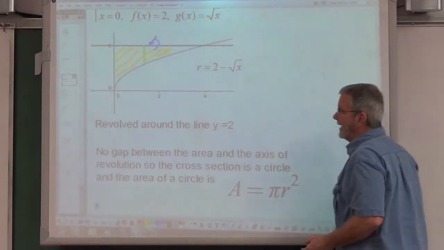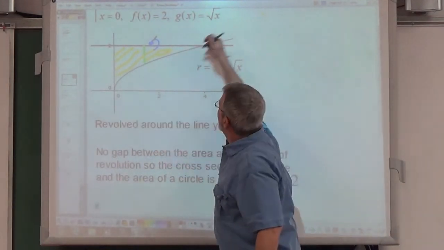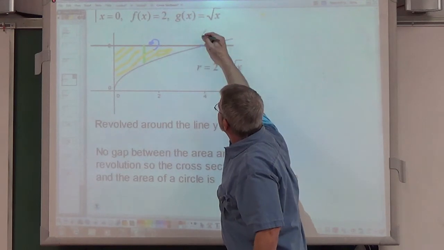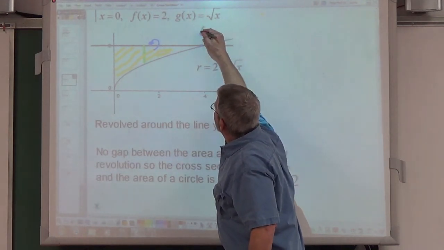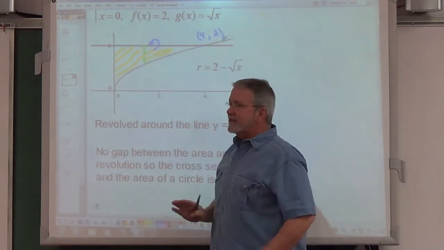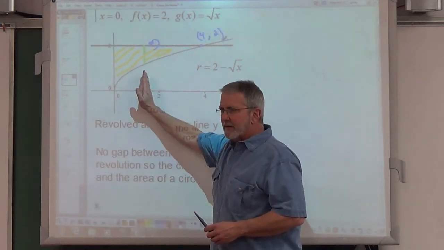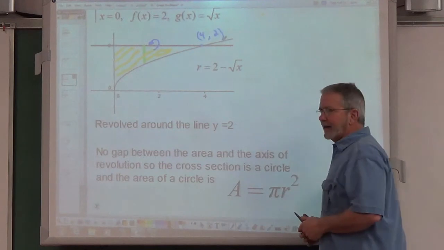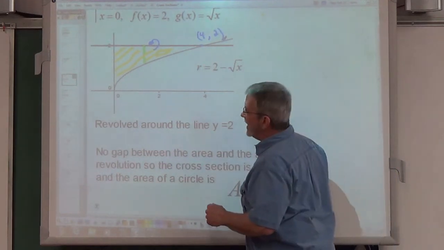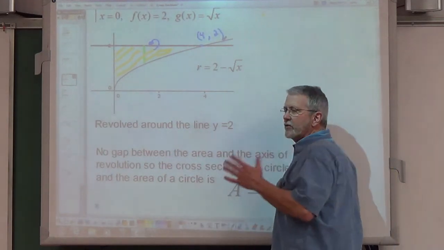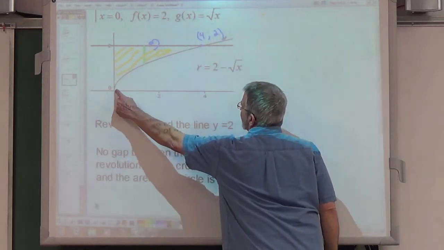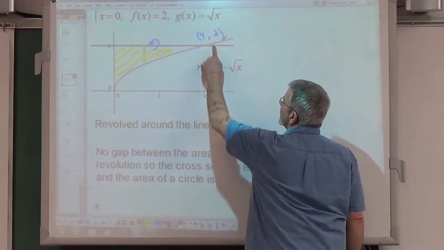Simple. And I'm going to integrate this from 0. This point of intersection right here is going to be (4, 2). And since the cross-sections are perpendicular to the x-axis, I'm going to integrate with respect to x, and the limits of integration are going to be x values. In fact, we're going to go from 0 up to 4.